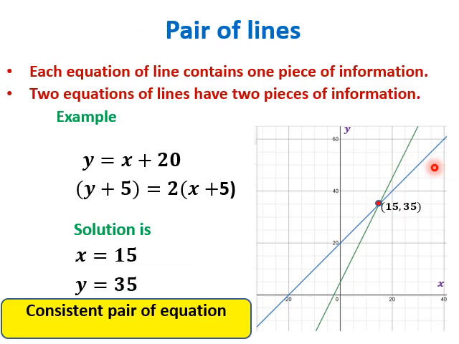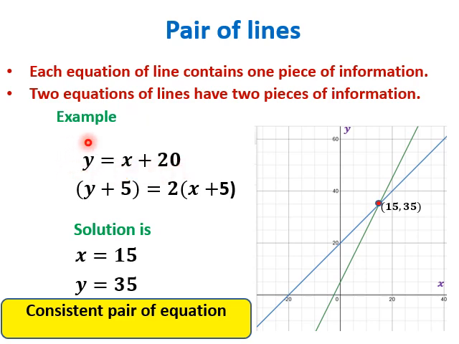Now in this particular topic we are discussing a pair of lines. When we give information about one line, it contains certain information. Now when we consider two equations of lines, we have two pieces of information. I am giving one simple example here. For example, let x equal the age of a student and y the age of the teacher. At present, the age of the teacher is 20 years more than the age of the student. So we can write this as y equal to x plus 20.